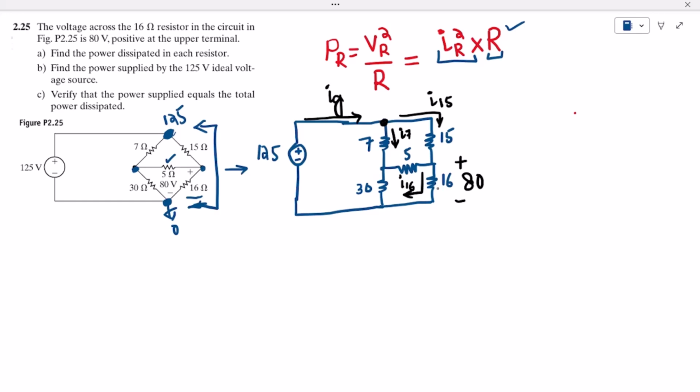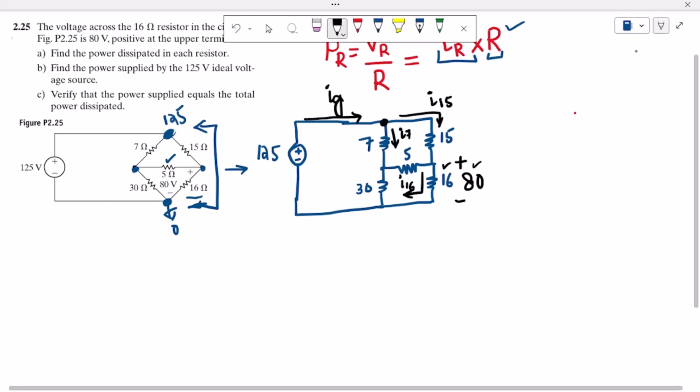The first one is the resistance, the second one is the current, the third one is the voltage. If any two of them are known, the third one can be easily found out. Okay, so with this resistance known and this voltage known, we can clearly and easily find out this I16.